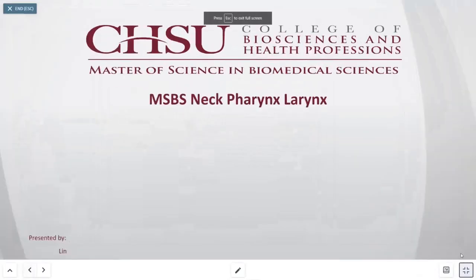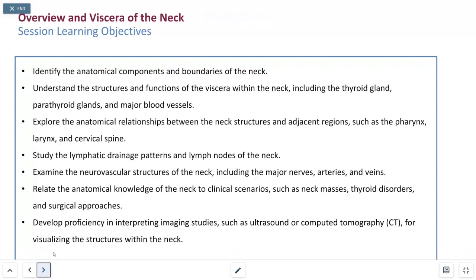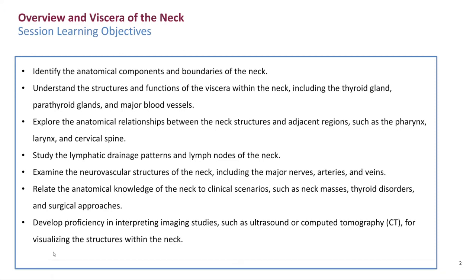Good morning, everybody, and we are going to jump into the neck, the pharynx, the larynx. We'll start off with going over some of the anatomical components, including boundaries of the neck. We'll talk a little bit about some of the key structures, viscera.